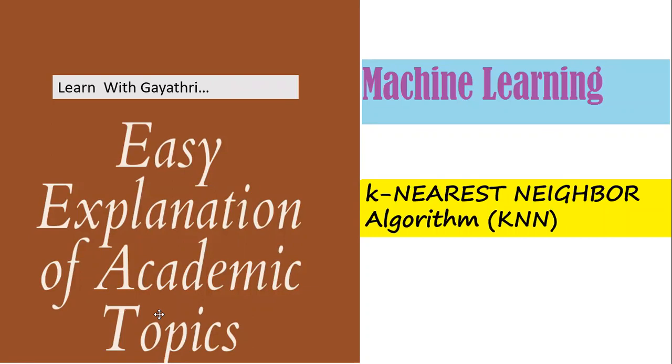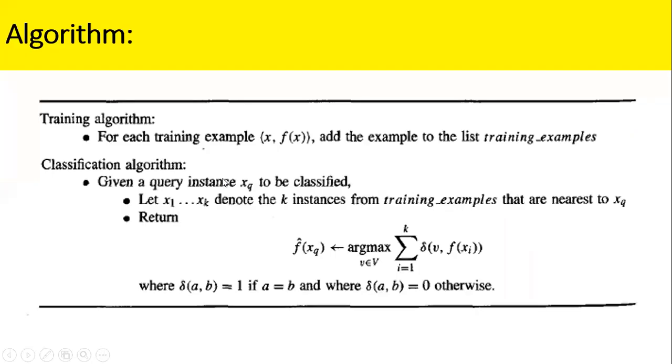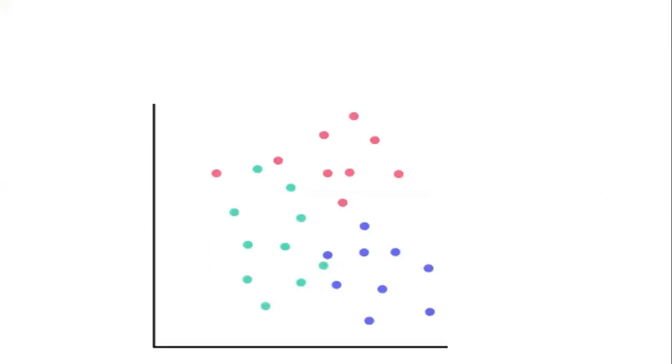I'm Gayatri. In this video, I'll explain the K-nearest neighbor algorithm. This is one of the easiest algorithms in machine learning, and personally, I like this algorithm a lot. See here, this is the algorithm we have. I'll explain the algorithm line by line. Before that, let us look at the example.